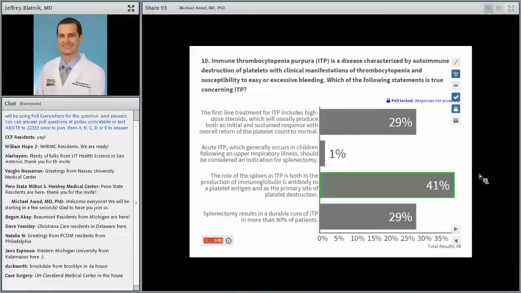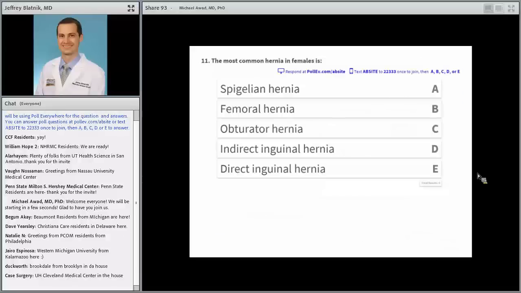So the correct answer is C. The spleen in ITP actually is the production site for most of the antibodies and functions in platelet destruction. As far as letters A and D, the first-line therapy is actually high-dose steroids, which usually does produce an initial response, but it's rarely sustained. It's only seen to be sustained in like 15 to 25% of patients. And as far as D, with splenectomy, the cure rate is closer to 70% rather than 90% of patients. So C is the correct answer.